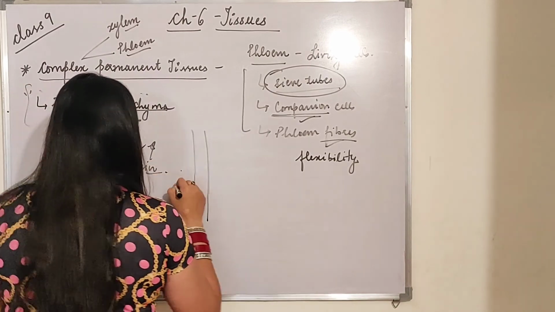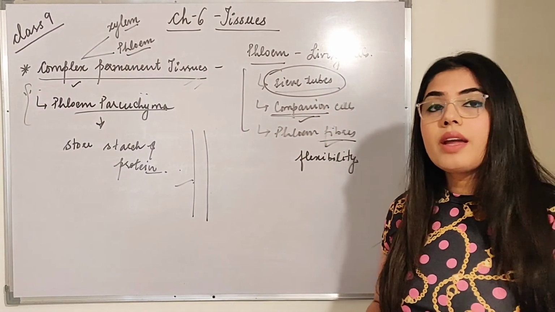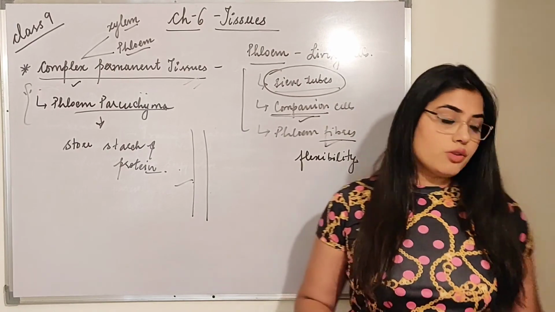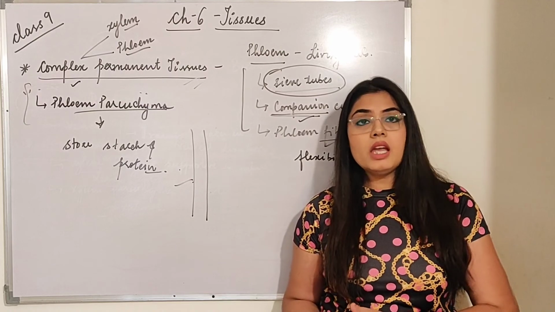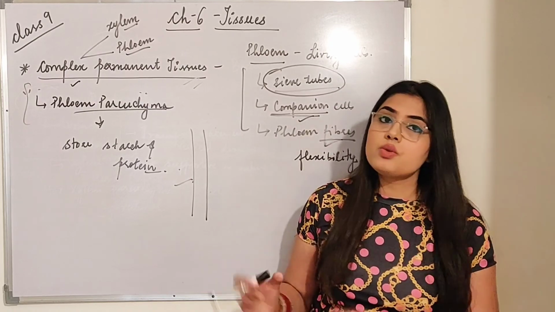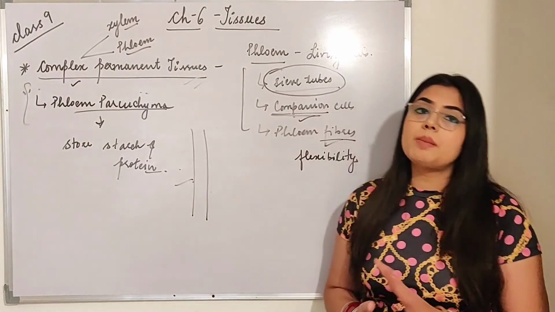So this is basically about your complex permanent tissues. Here we are completing the complex permanent tissues. In the next video we will be moving on with the animal tissues. A new video will be up for the animal tissues. Right now we are thoroughly done with the plant tissues. All the parts are done.